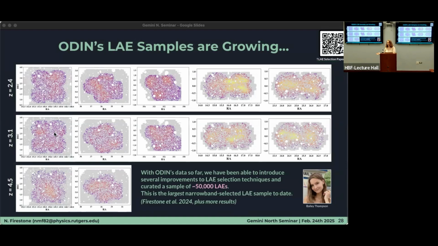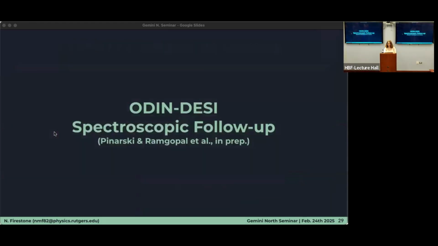As we've introduced more and more fields, and these aren't even all of them just yet, even this week we have a couple more to add, but we already have a sample of 50,000 LAEs, which is the largest narrowband selected LAE sample to date. And as we've expanded this analysis to the other fields, Bailey Thompson, who's an undergrad at Rutgers, has been working with me and making a lot of strides in this effort. So we're really excited about all the additional science and additional number statistics that we'll have with ODIN.